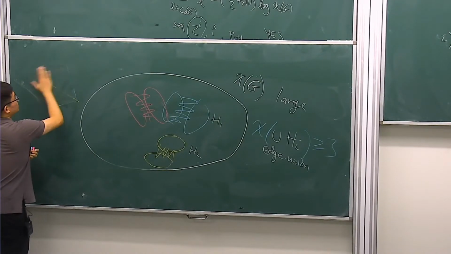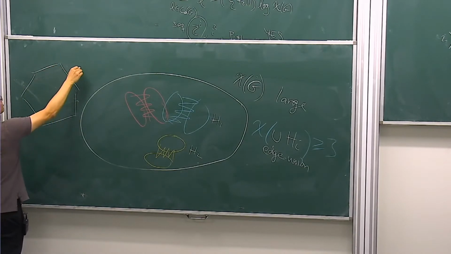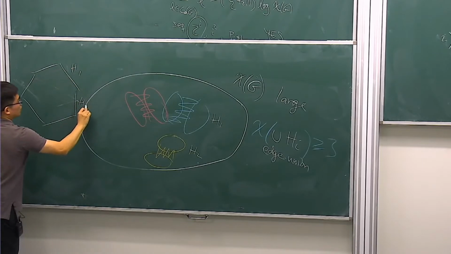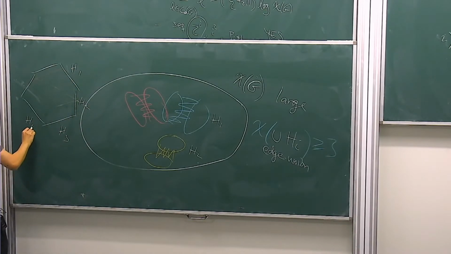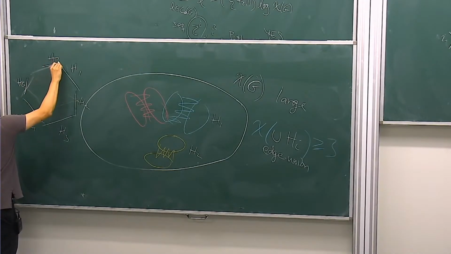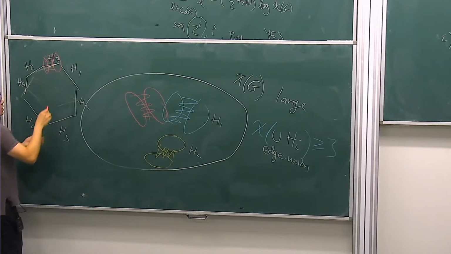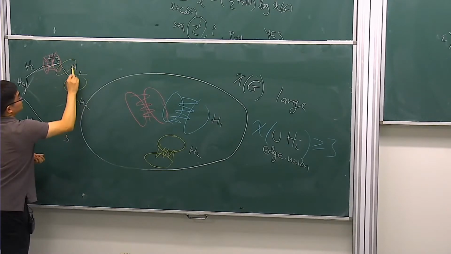Like this. So now I forget about color. I just do like this. I contain some odd cycle. Here's H1, here H2, H3, H4, H5. So H6, H7. Okay. Now each one of these guys represents one of these things. Okay, I draw it like that.